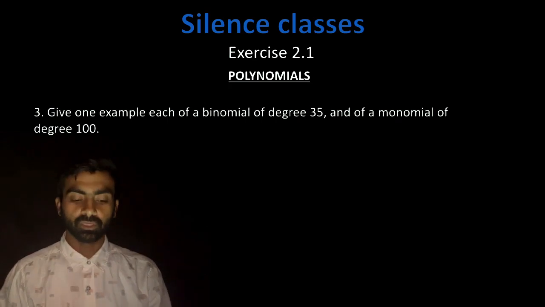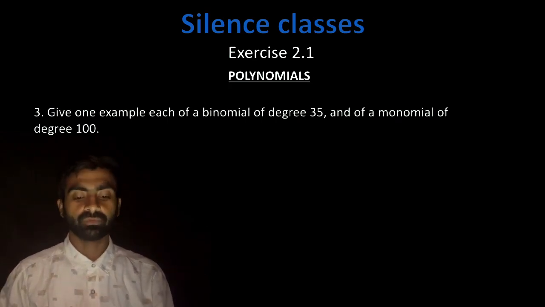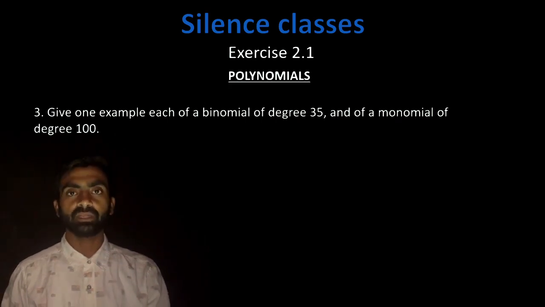Let's move to the third question. Give one example each of a binomial of degree 35, means the binomial's degree should be 35, and of a monomial of degree 100.